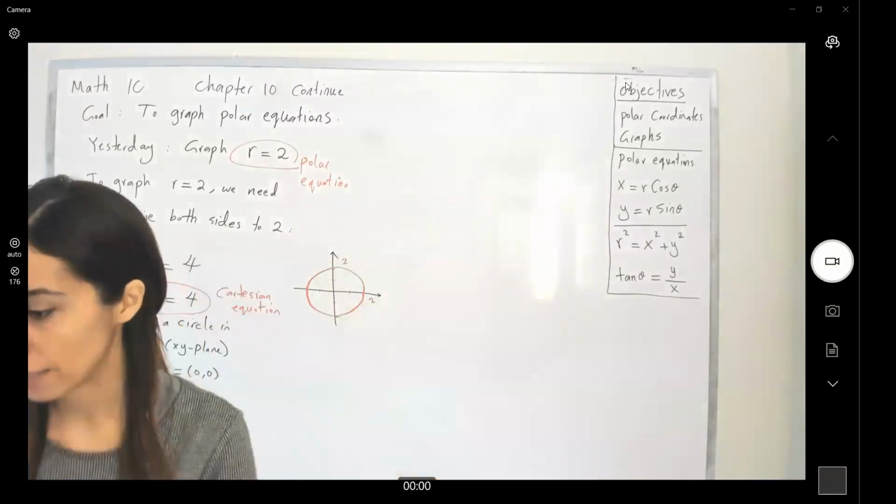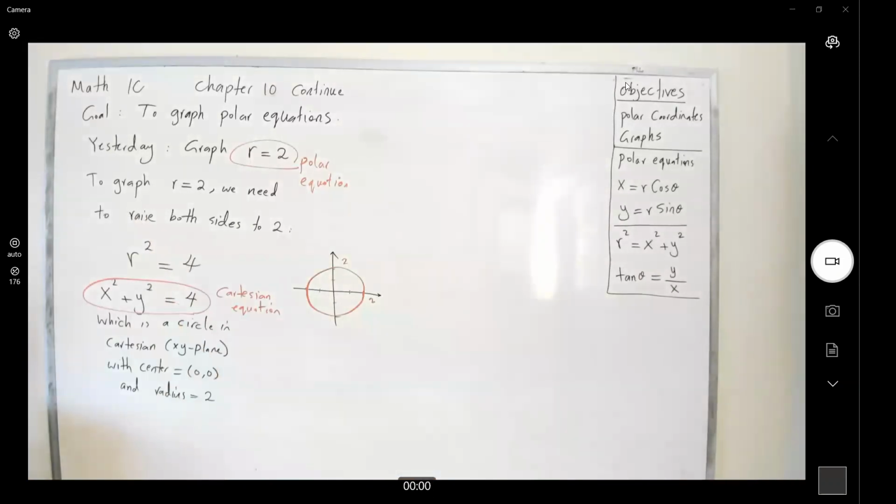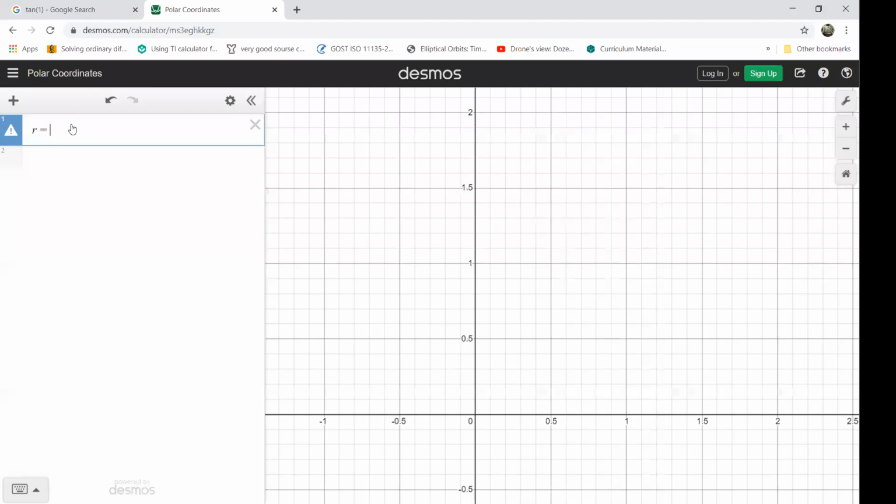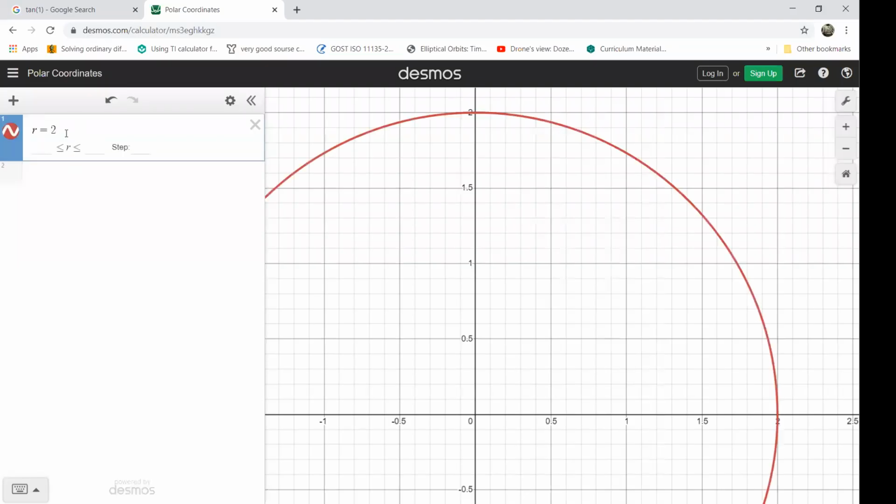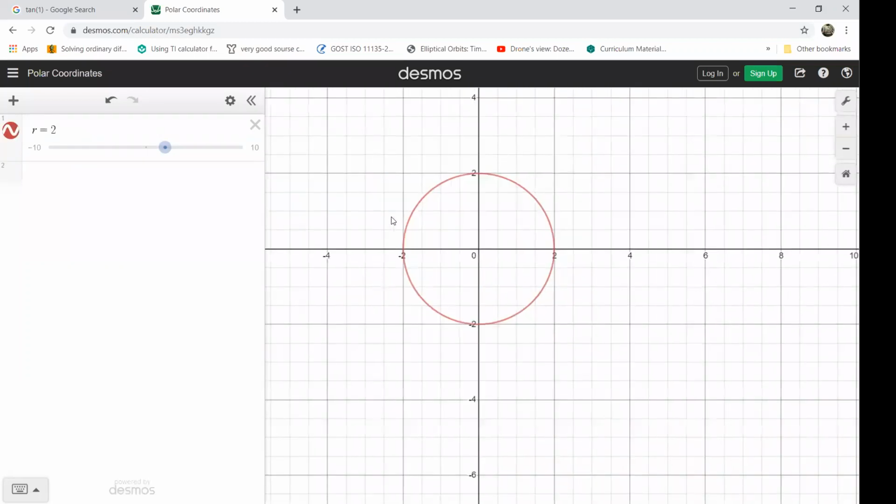We looked at Desmos to graph this for us. r is equal to 2. And as you can see, here you have a circle centered at the origin with radius 2.